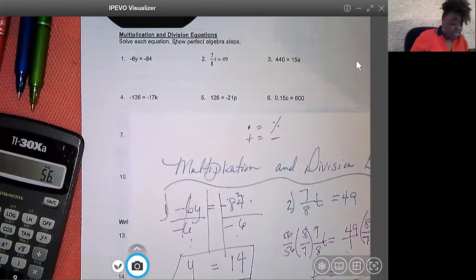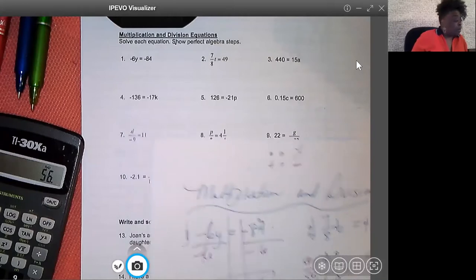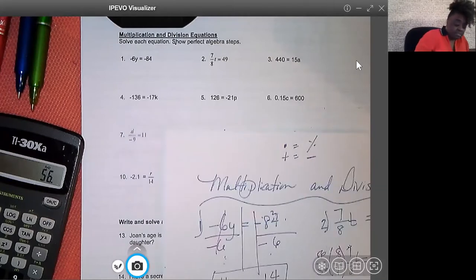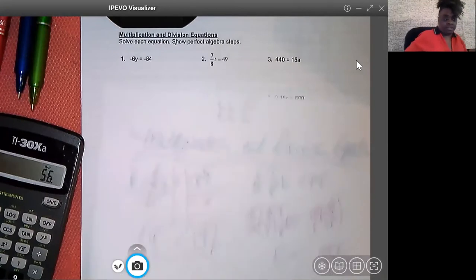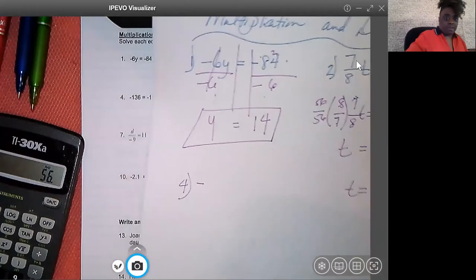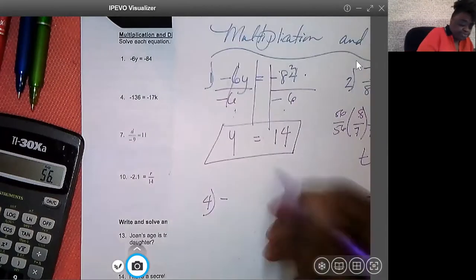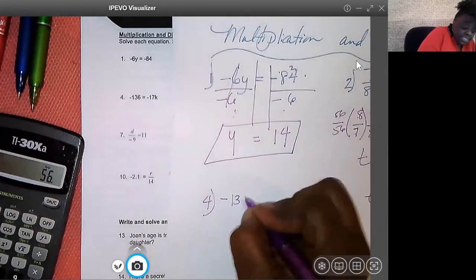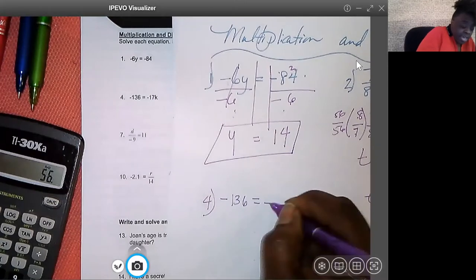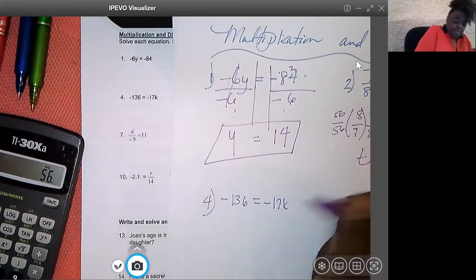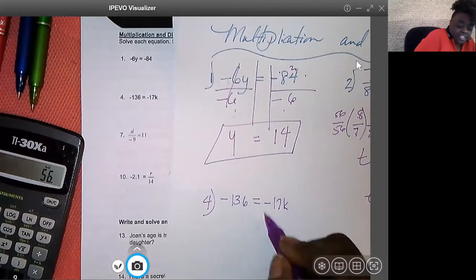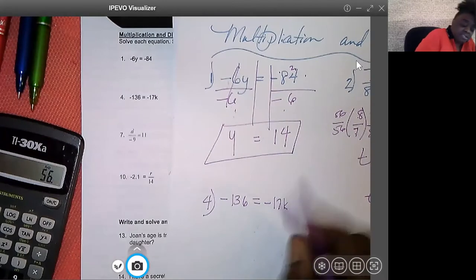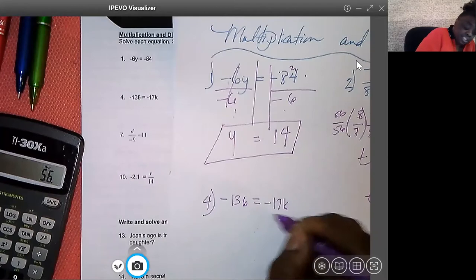The next one we can look at is number 4. And on number 4, we have, let me bring my paper up, negative 136 equals negative 17k. So on this side is multiplication. You have negative 17k. So a number and a variable is multiplication. So we're going to divide.